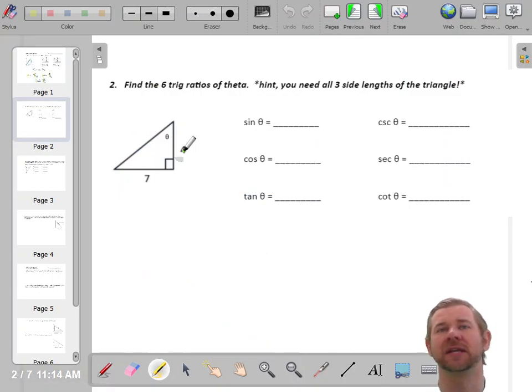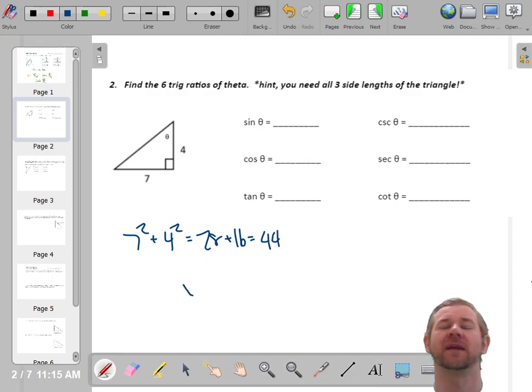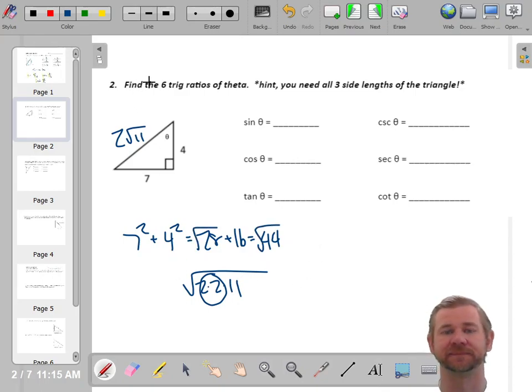And now I'm going to give you one with numbers, and notice how theta has moved. In this problem, the opposite side is 7, and the adjacent side is 4. To find the missing side, I will do the Pythagorean theorem. So a squared plus b squared is the radius squared. That's 49 plus 16, which is 65. Wait, 28 plus 16 is 44, and 44 is 4 times 11, so I will call this 2 radical 11. When you square root that, the square root of 44 is 2 radical 11.